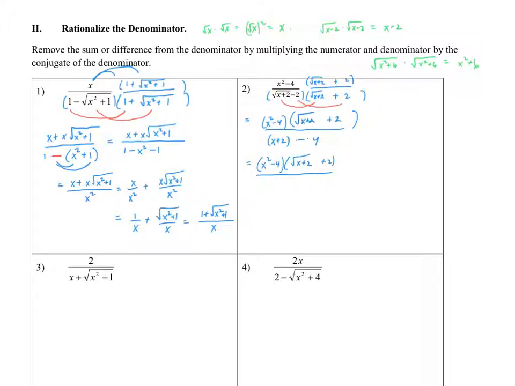In the denominator, you can combine like terms. So 2 minus 4 is negative 2. You end up getting x minus 2. Now we're noticing that we can factor the x squared minus 4 in the numerator. Once we factor, we're noticing that we can cancel the x plus 2's. So our final answer will be x plus 2 times the square root of x plus 2 plus 2.